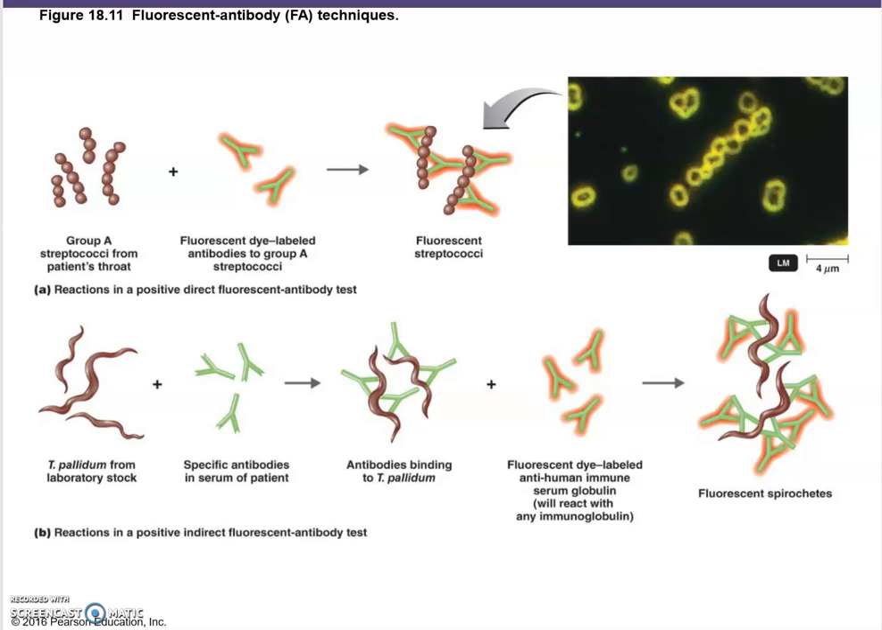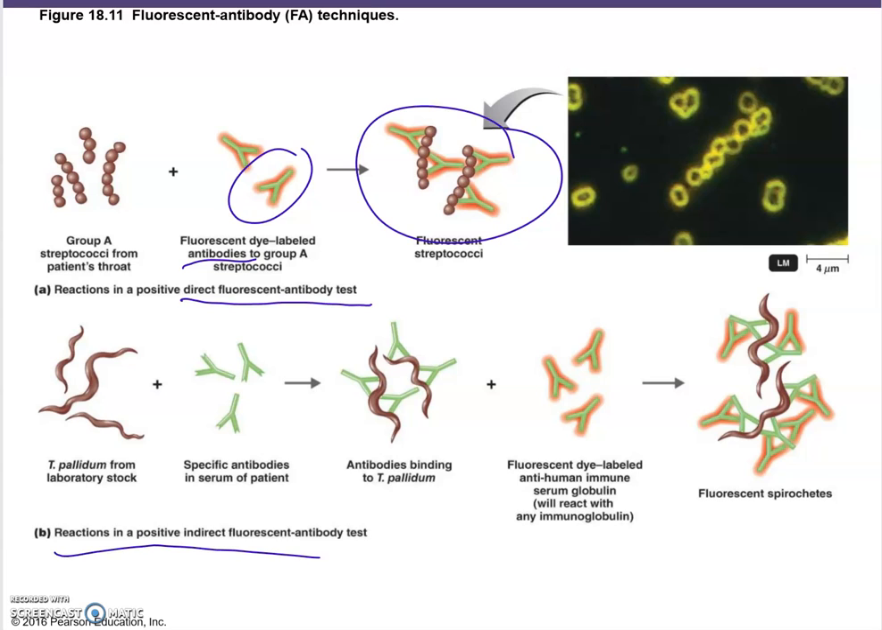First, let's take a look at the direct fluorescent antibody test. So here you have group A streptococci from somebody's throat swab. And you have fluorescent dye-labeled antibodies. So these guys are glowing fluorescent. And once they find their target right here, then you have fluorescent streptococci that you can detect in a microscope.